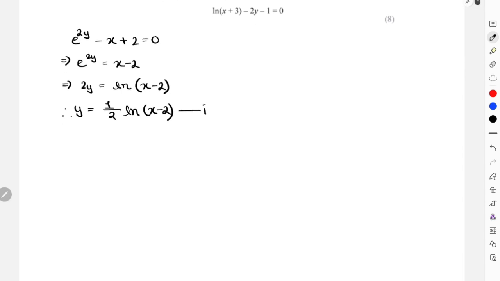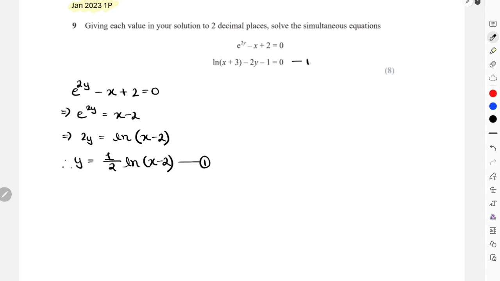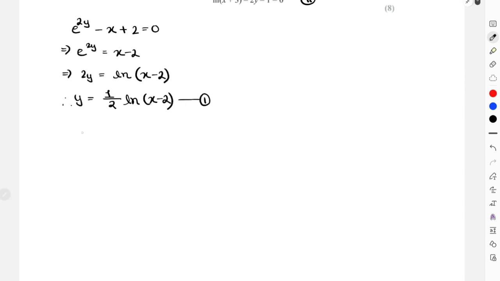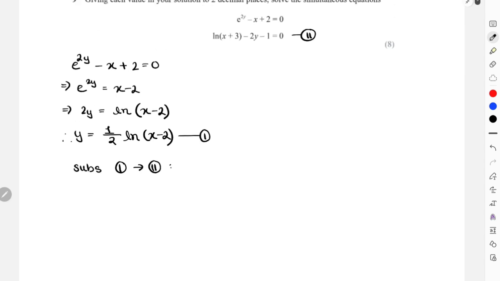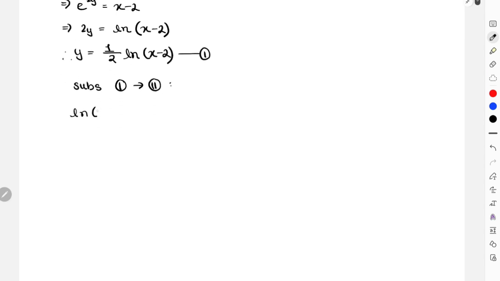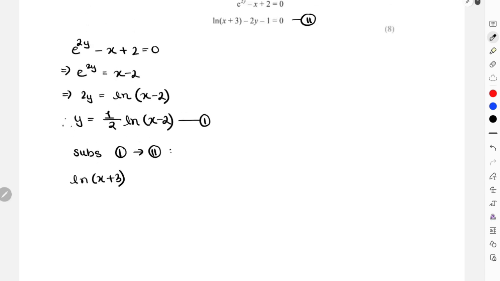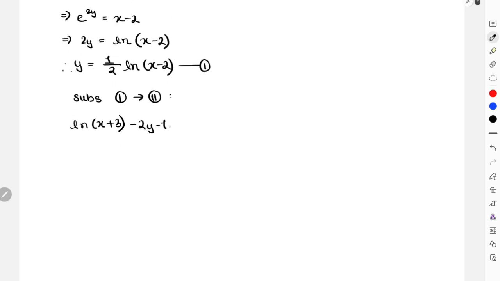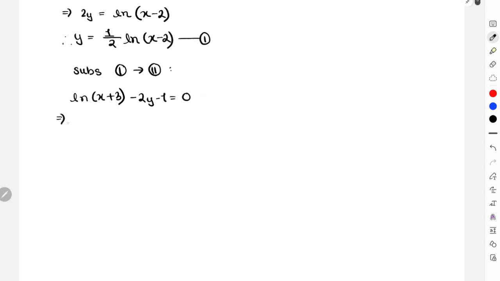This is the first equation, and this is going to be your second equation, right? Now we can clearly see both the equations are in terms of ln, so it will be easier for us to do our substitution this time. So if I substitute equation 1 into 2, then it will be ln (x plus 3) minus 2y minus 1 equals 0, and eventually I have ln (x plus 3) minus 2, with the value for y now being half ln (x minus 2), minus 1 equals 0.